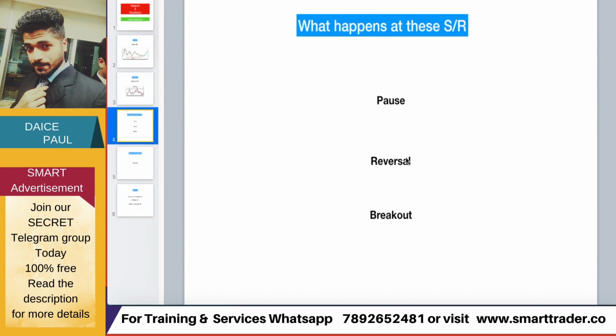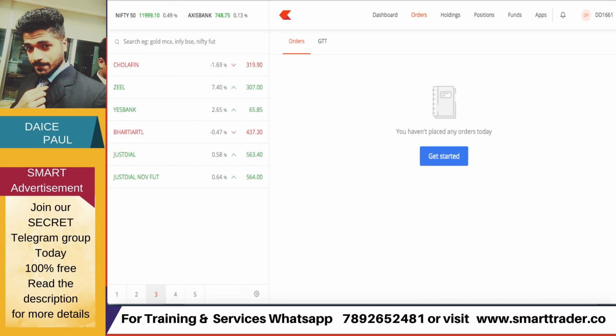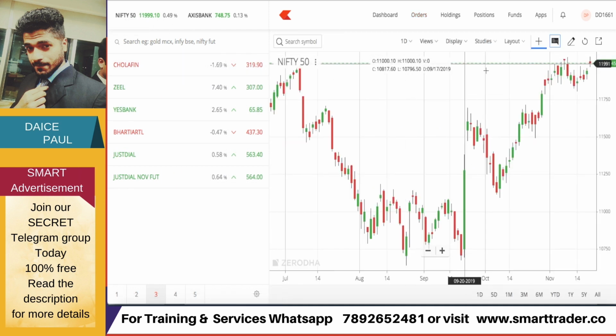All right. So now what happens at these support and resistance? Before that, let's go to any one of our charts. Let's say Kite. In Kite, I'm just going to the Nifty 50 chart.